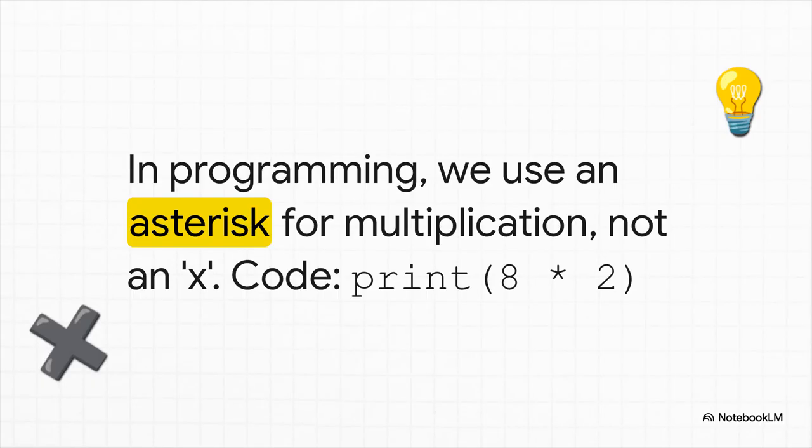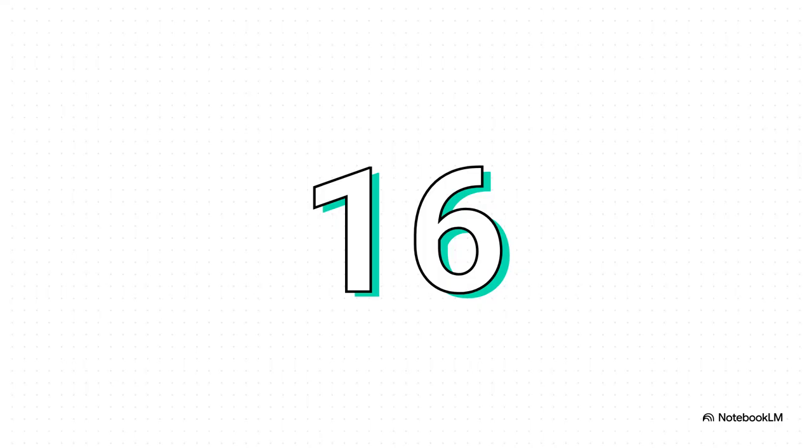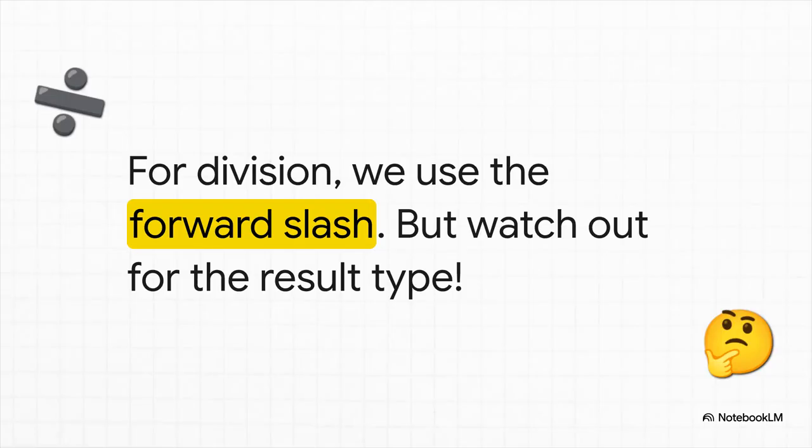Okay, now for multiplication. And this is where things get just a little different from what you learned in school. See, in programming, we don't use the X symbol. That can get confusing. Instead, we use the asterisk. So 8 times 2 is written just like this. And Python gives us 16. Simple as that. And finally, we've got division, which uses the good old forward slash.